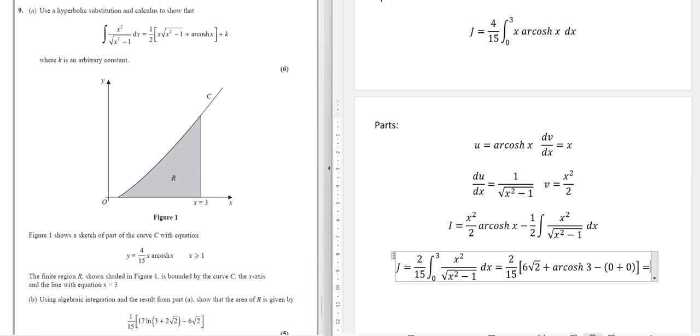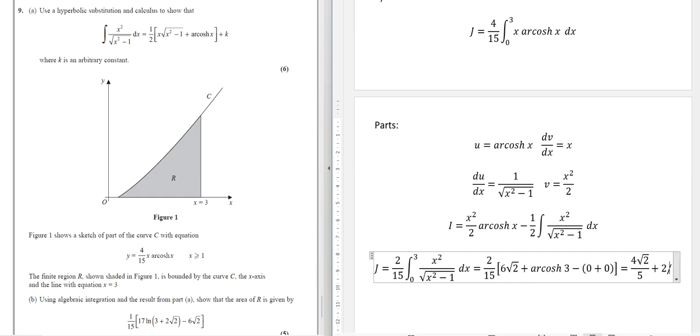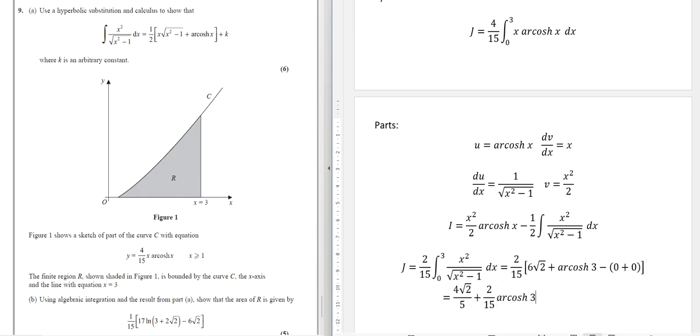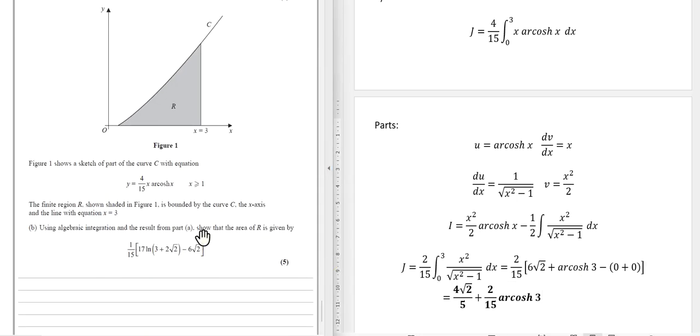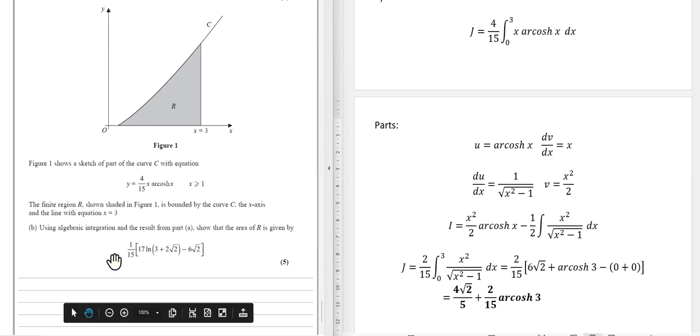2/5 of 6 root 2, 2/15, sorry, 6 root 2, I can divide by 3 to get 4 on the top and 5 on the bottom. So 4 root 2 over 5 plus 2/15 of arc cosh 3. Now that should be a correct answer, and I'm going to look at what their form gives me in terms of the root 2. There's a minus 6 root 2 over 15, so in fact, it's close. It looks like there's more root 2's kicking around.